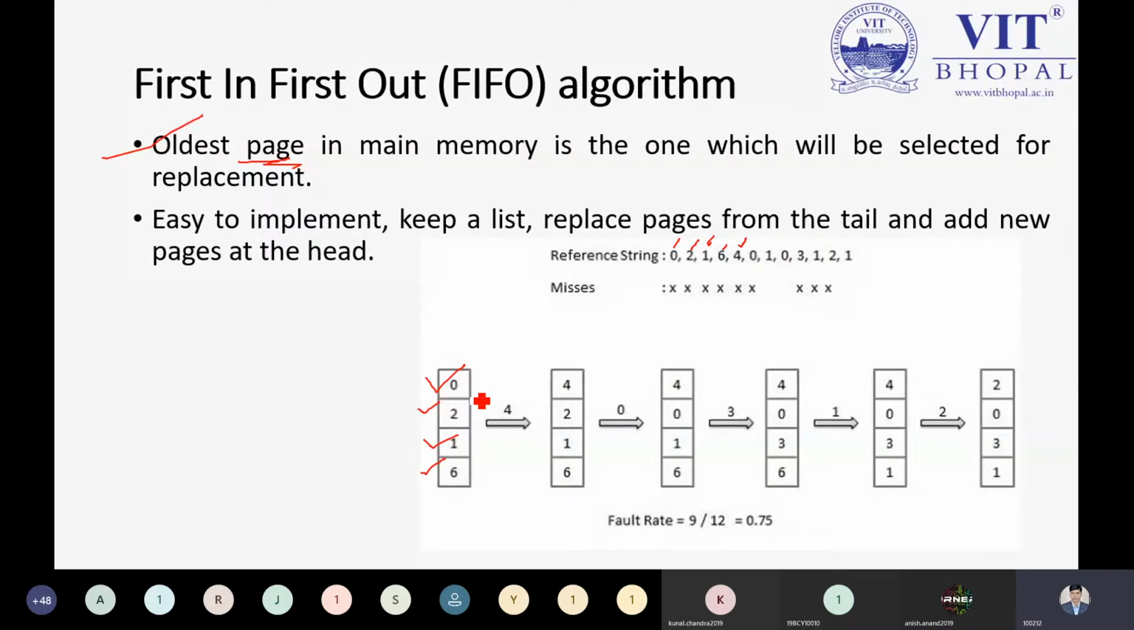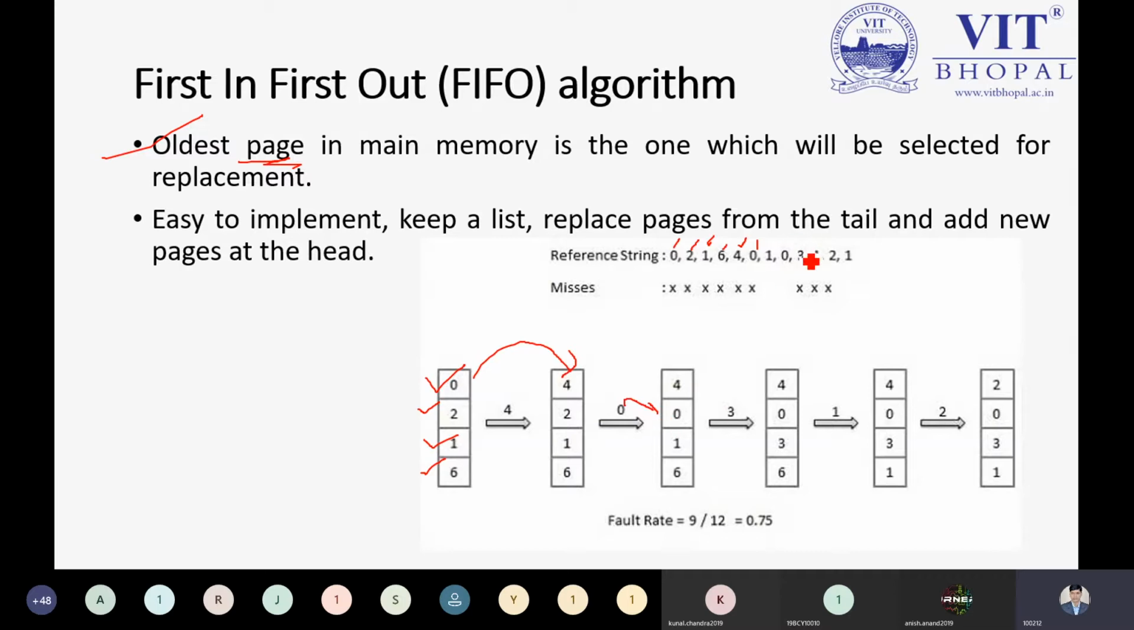So definitely 0 is the oldest frame or oldest page. This page will be replaced by the new page, that is 4. So 0 is replaced by 4, you can see over here. Then 0 is coming. When 0 is coming, which was the oldest among 4 2 1 and 6? That is 2. So 2 will be replaced by 0 here.